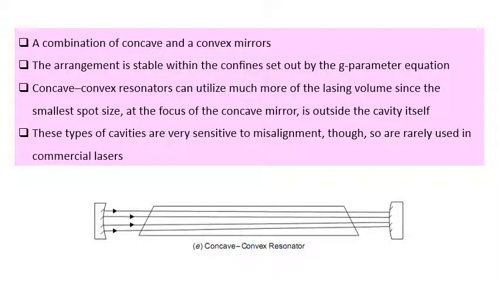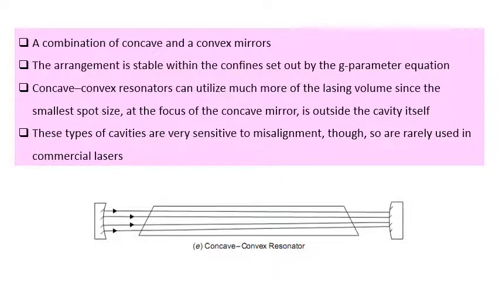Now in this slide what you see, this is a combination of two different kinds of mirrors. One is concave and the other one is convex. So it's called concave convex resonator. Now this arrangement is not that common, but still you can find it. Definitely it is stable under certain conditions if we satisfy the G parameter equation.